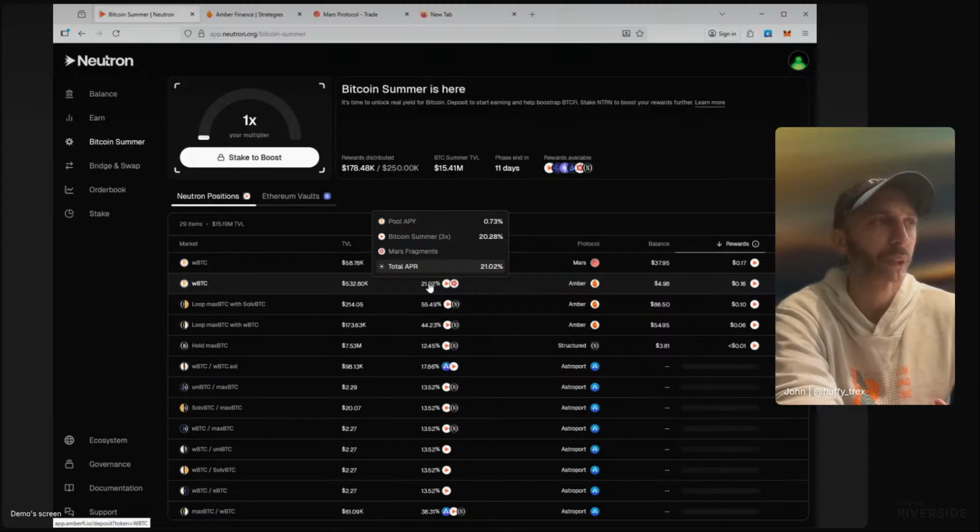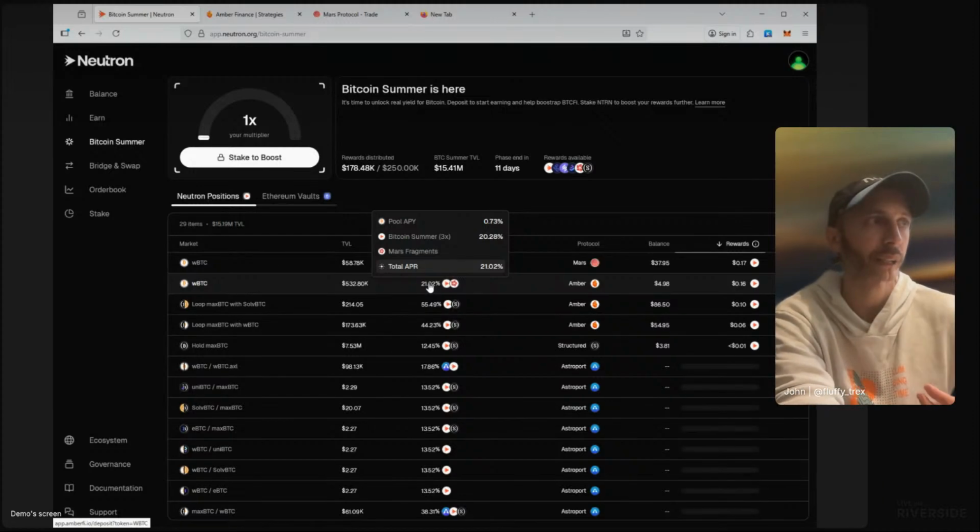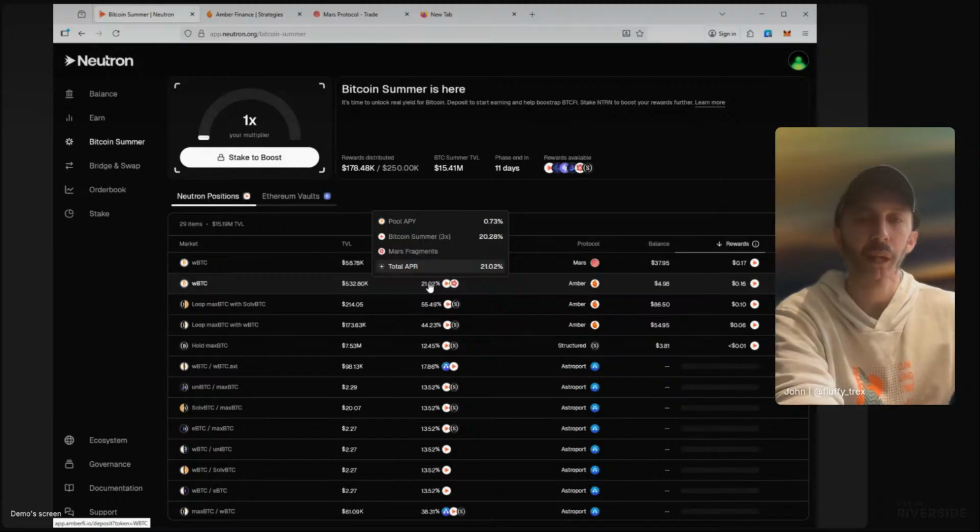If I deposit $100 into this lending and I stake and lock $100 of Neutron for 4 years, that is the maximum multiplier, which is 3 times. And so I would now earn 60% APY on this position.